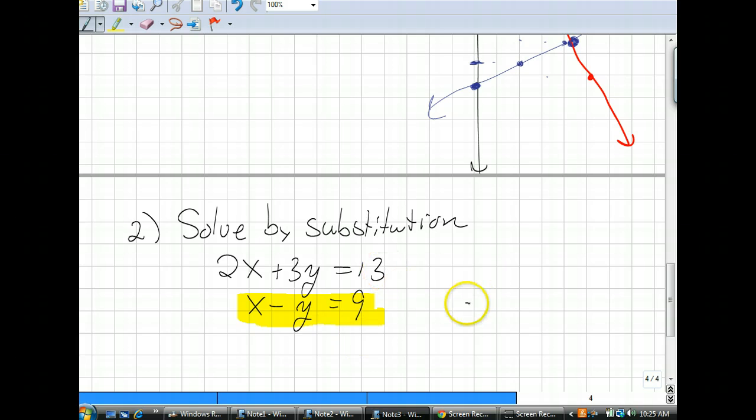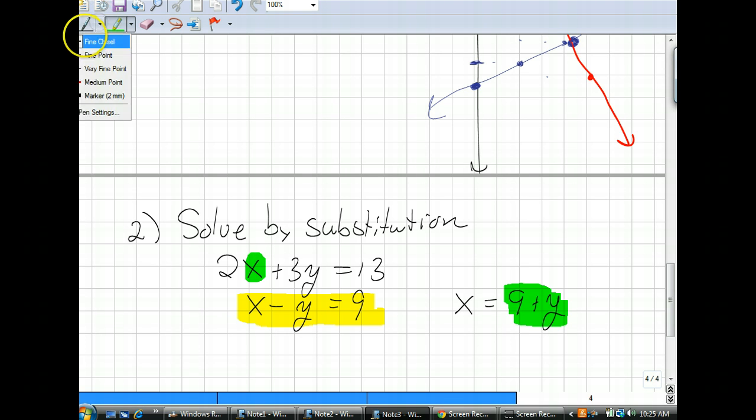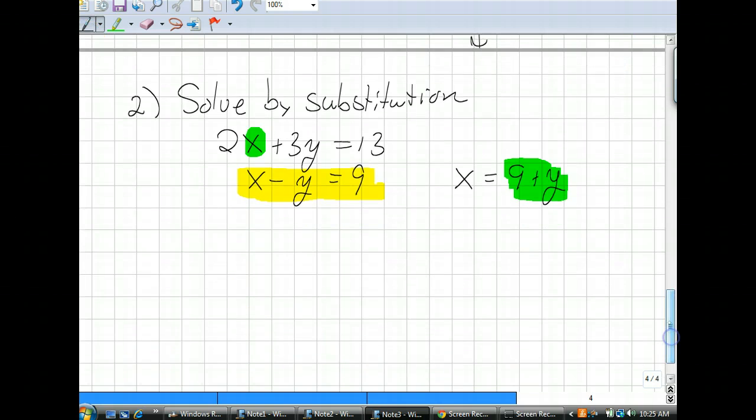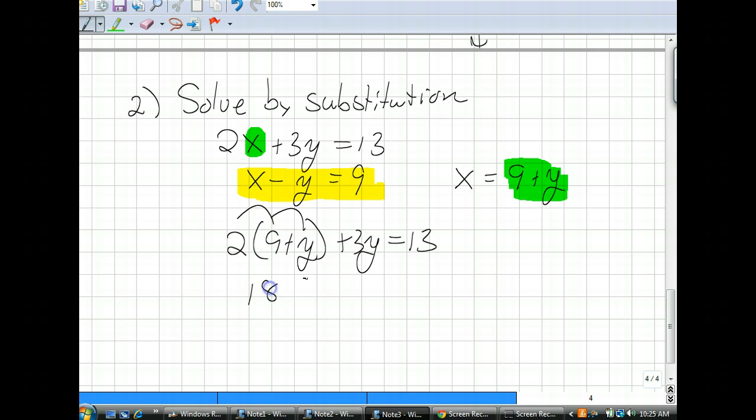So I'm going to add y to both sides. So I'm going to get x equals 9 plus y, or y plus 9. Now, in place of this x, I'm going to write the 9 plus y. Okay, so I have 2 times (9 plus y) plus 3y equals 13. Now I just solve the equation because I have an equation in one variable now.